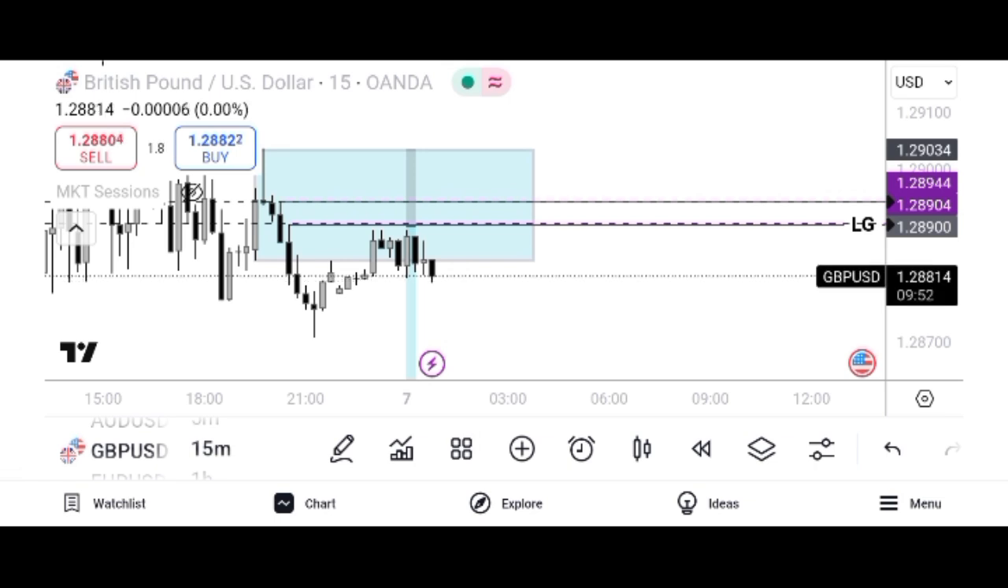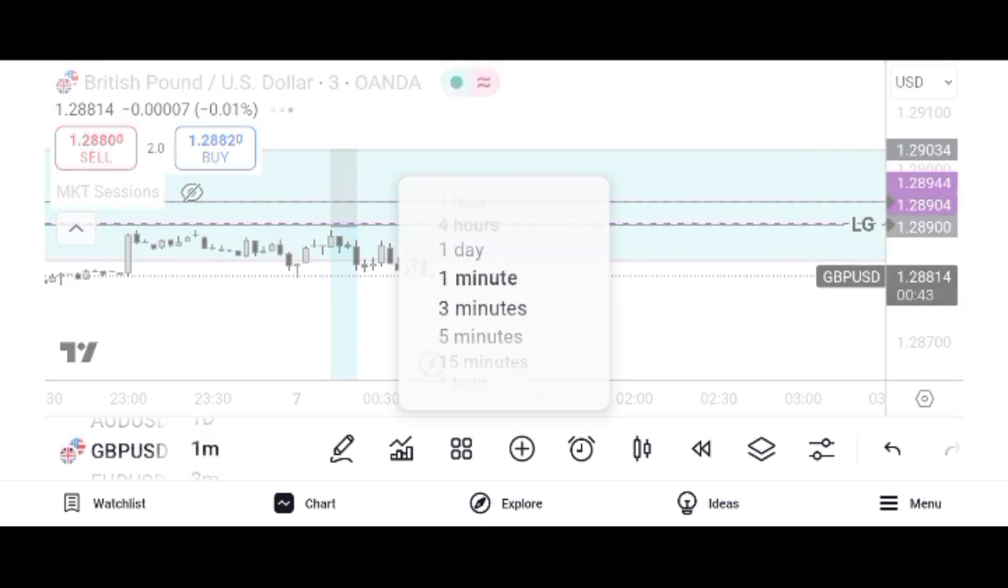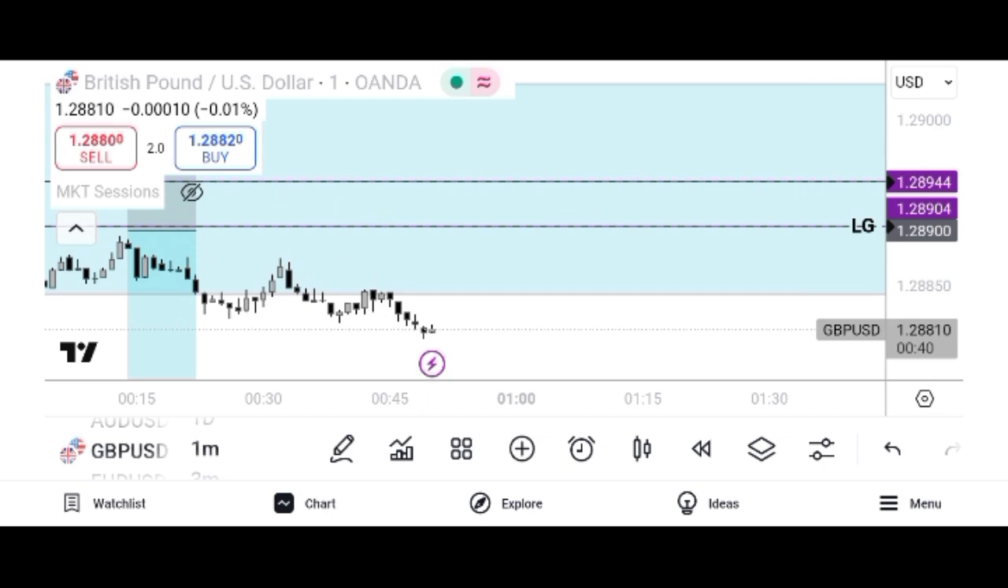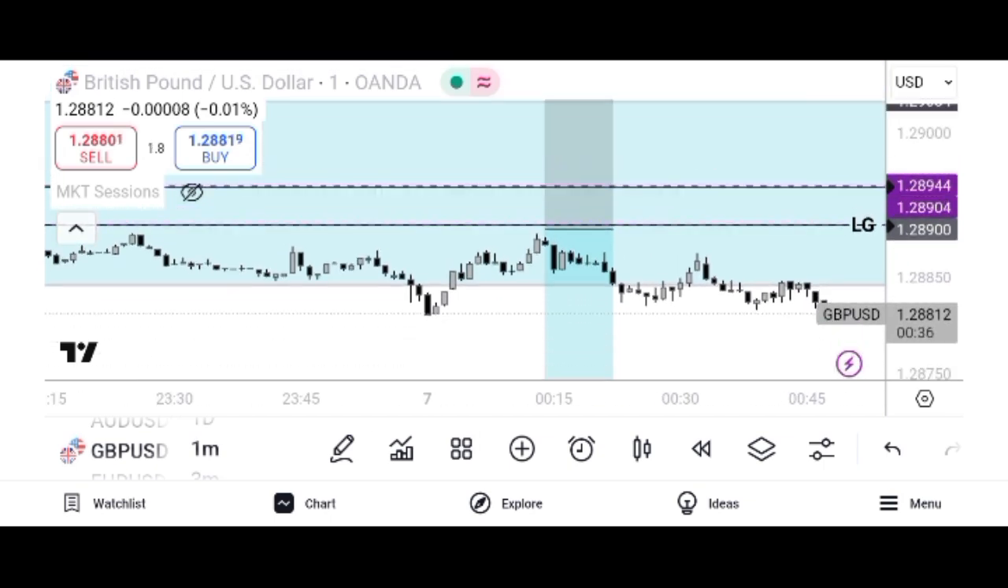Okay, great. Now I've got my value range on this 15-minute time frame, but I don't execute my entry on the 15-minute time frame. So now I head to the 1 minute time frame, where the magic happens, right?